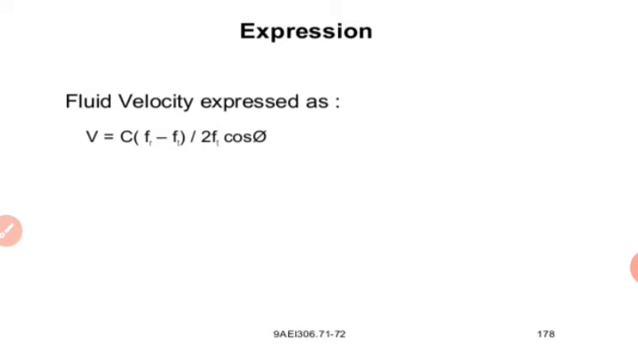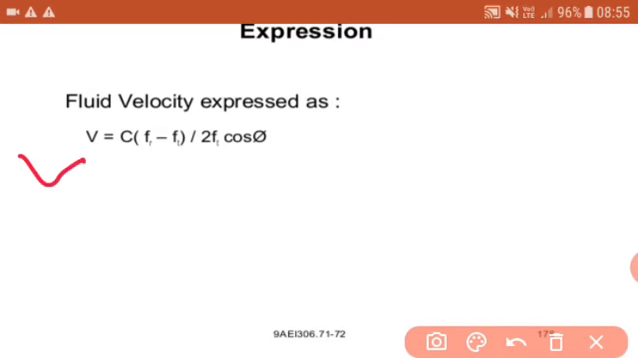Now the expression. Which mathematical expression is used in this case? The fluid velocity is expressed as v = c (fr - ft) / (2 ft cos phi). This is the fluid velocity.